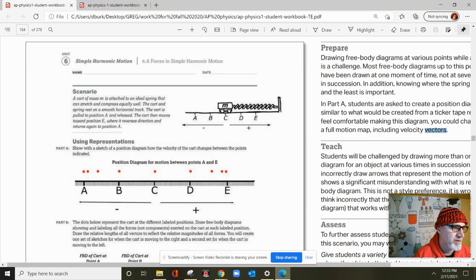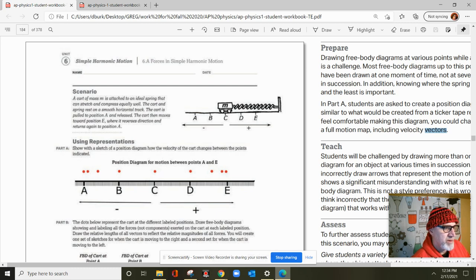Well, let's talk about the answer key to our workbook this week. In part A, a cart of mass M is attached to an ideal spring that can stretch and compress equally well. The cart and the spring rest on a smooth horizontal track. The cart is pulled to position A, stretched, and released, and then it moves towards position E, where it's going to get squished. Show with the sketch of a position diagram how the velocity of the cart changes between the points.